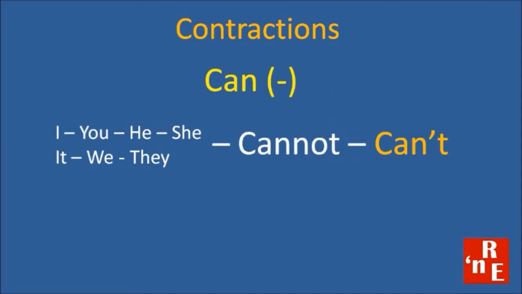The good news with can is that we only have the contraction in can in the negative form. We contract the word cannot, and we use can't for cannot. The good news too is that we use the same can't for all the pronouns. I can't, you can't, he, she, and it can't, we can't, and they can't. The difference with can is the T when we pronounce the T at the end of the word can't. That means that we are using the contraction for cannot.